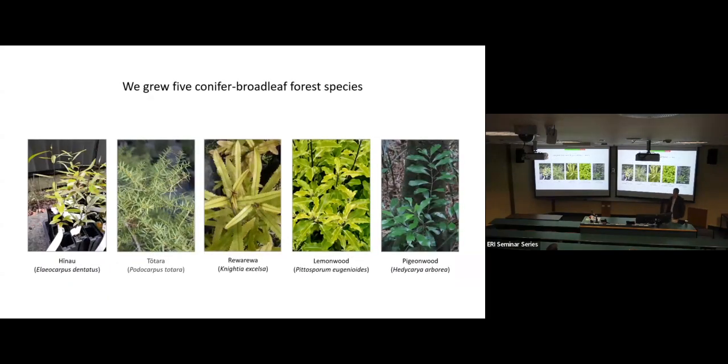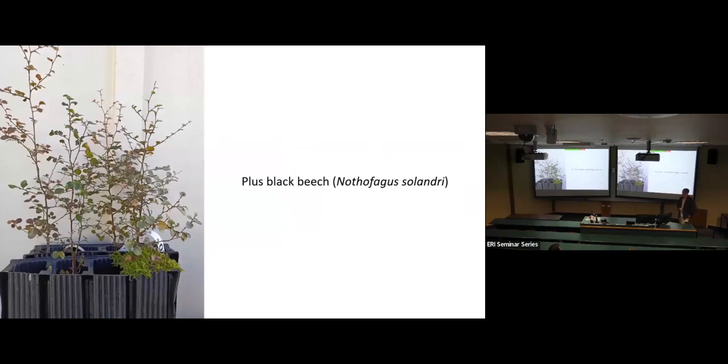We grew 5 species from the conifer-broadleaf forest. Turned out some of these were good choices and some of them weren't quite so good. So 4 of these are arbuscular mycorrhizal. The one in the middle, rewa, like most Proteaceae, is non-mycorrhizal. That means that, like the arbuscular mycorrhizal species, it should not have access to organic nitrogen, so it should behave much like we expect the arbuscular species to behave. So let's see the beech seedlings. There they are, black beech seedlings that we grew and planted.